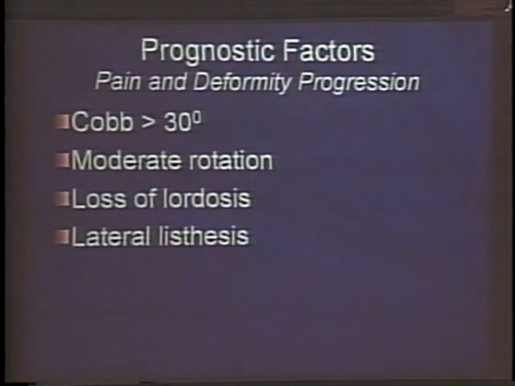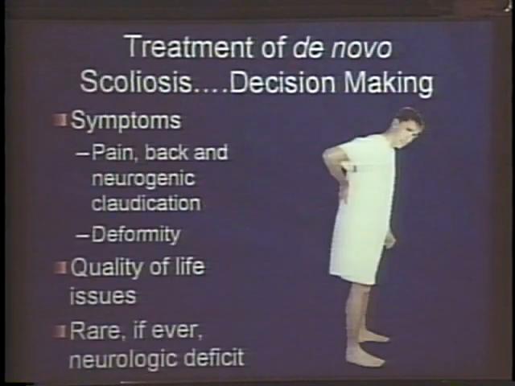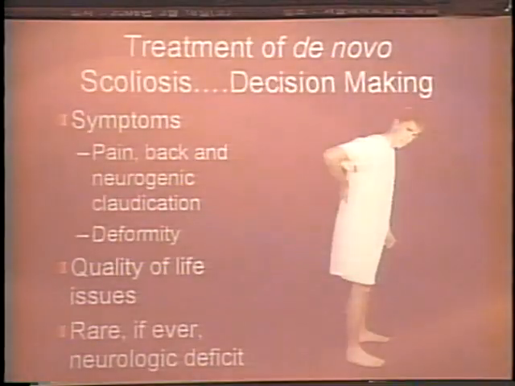We've seen that. So if we go from the etiologic or the pathogenetic factor, what are the prognostic signs? In general, this is going to be a progressive condition. And if someone lives long enough, they will probably have significant problems from it. But bad prognosis for progression is Cobb angle over 30 degrees, moderate rotary deformities, loss of lumbar lordosis, and lateral rotary listhesis. And the treatment is really not so easy. And the symptoms are going to be back pain, and you may or may not have neurogenic claudication, and the other symptom is deformity.